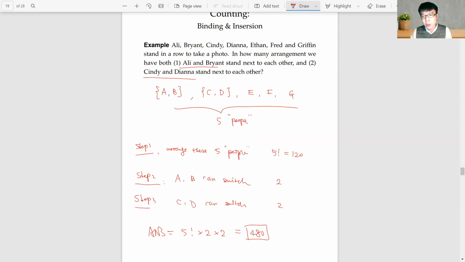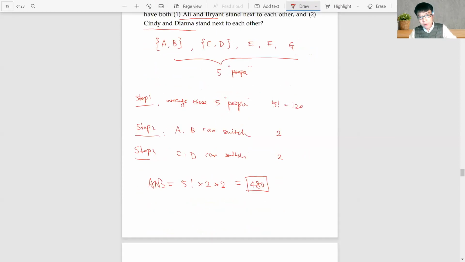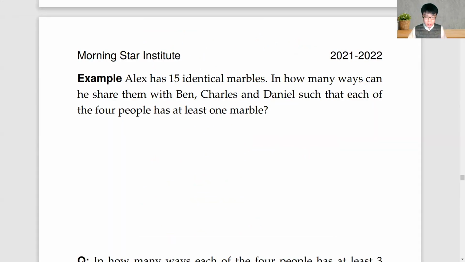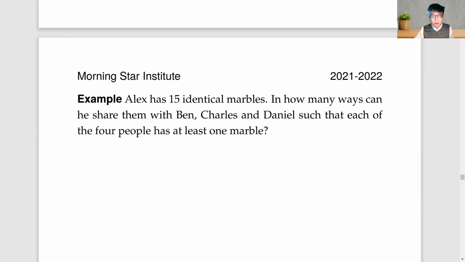Next one, let me show you a technique called insertion. It's also very powerful, and it appears in AMC8 in recent years. So let me show you the first question. Alex has 15 identical marbles. In how many ways can he share these marbles with his friends Ben, Charlie, and Daniel, so that every one of these 4 people has at least 1 marble?